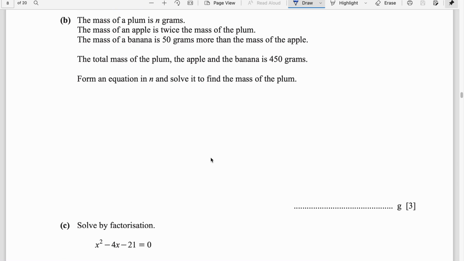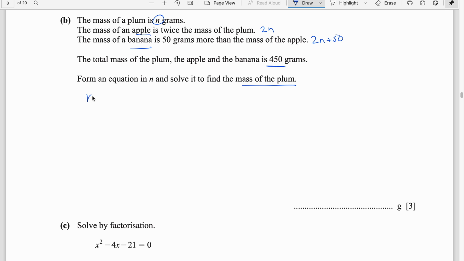The mass of a plum is n grams. The mass of an apple is twice the mass of the plum, so that should be 2n. The mass of a banana is 50 grams more than the mass of the apple, that is 2n plus 50. And the total mass of the plum, apple and banana is 450 grams. Form an equation in n and solve it to find the mass of the plum.